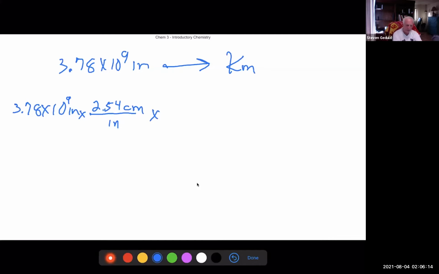So now we're in centimeters. So what has to go on the bottom here? Centimeters has to go on the bottom, so it cancels. And centi is, in the metric system, 10 to the minus 2. So instead of writing C, I can write 10 to the minus 2. Now I'm in meters. So what has to go on the bottom again? Meters has to go on the bottom. I'm trying to get to kilometers, and kilo is 10 to the 3 meters.